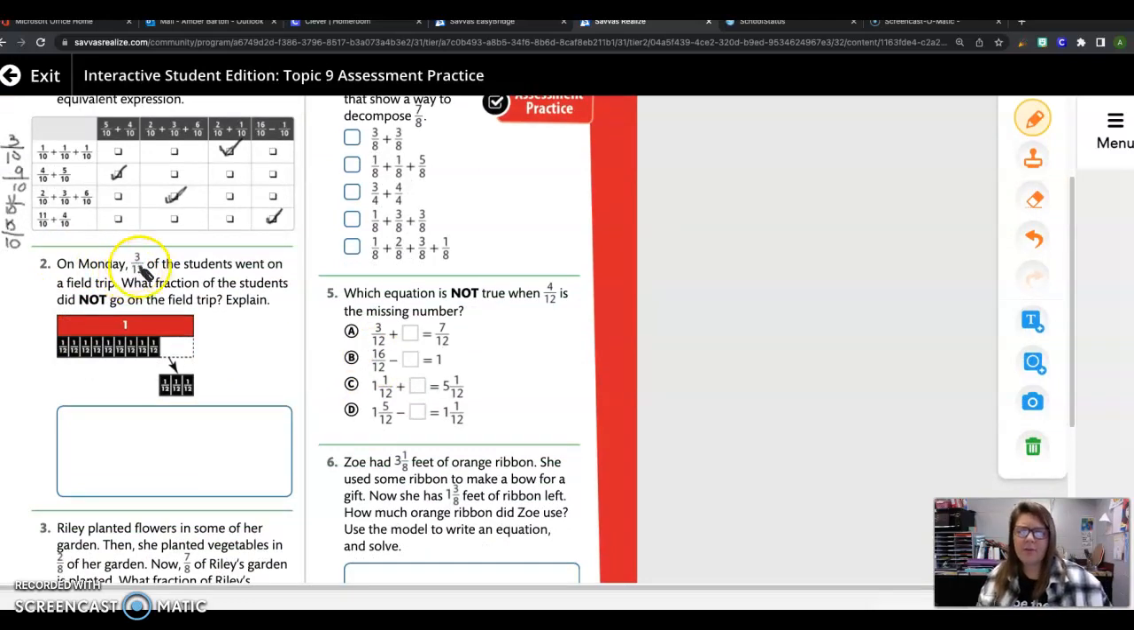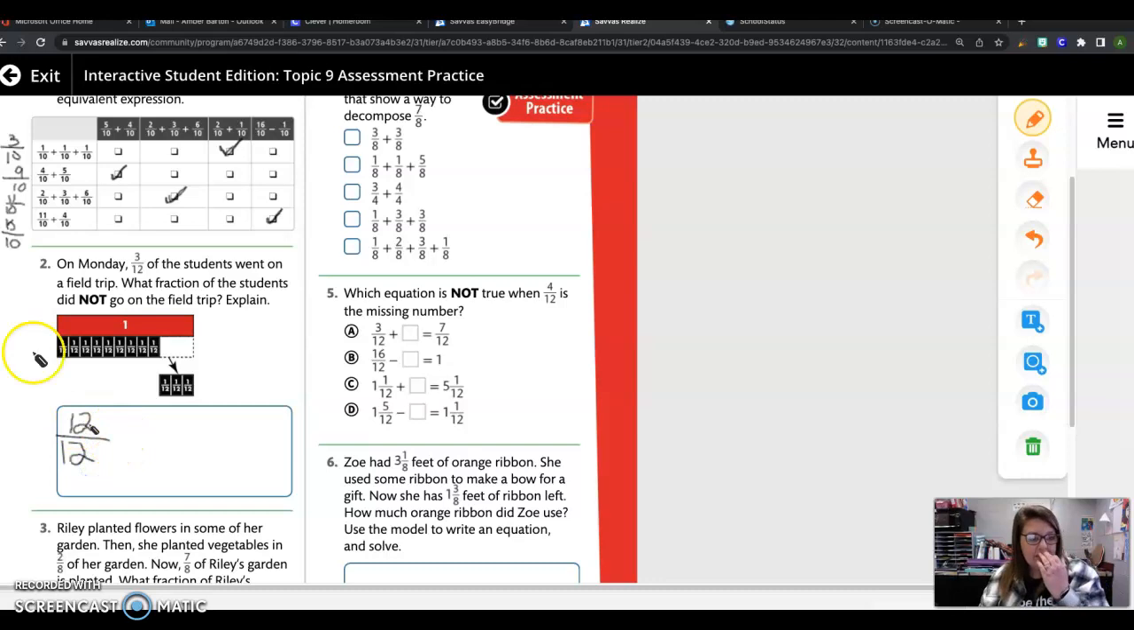Wonderful job. All right, so let's move on to number 2. On Monday, 3/12 of the students went on a field trip. What fraction of the students did not go on the field trip? Explain. So first things first, we need to figure out the total number of students written in fraction form. If I was going to write the whole student body as a fraction, what would it be? It would be 12/12.